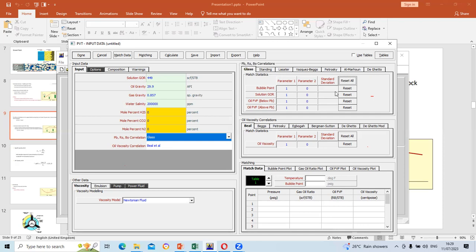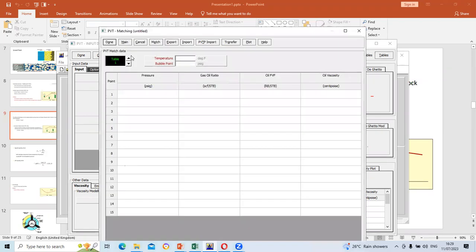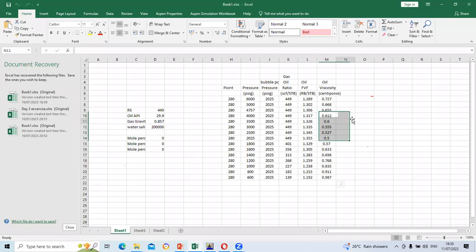So I'm going to do a matching, a PVT matching, so that I'll be able to determine which of them is the best. I may have chosen Glaso, but Glaso definitely may not be the best. Go to match data. I have to input the pressure, the gas oil ratio, oil formation volume factor, and oil viscosity that have been measured in the lab. This is our PVT data that we have here. The first one is the pressure.